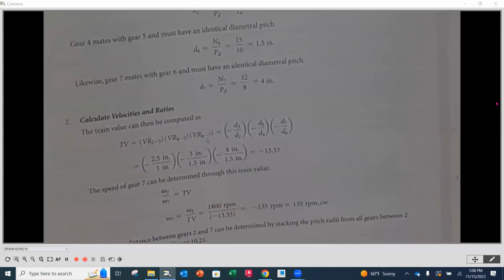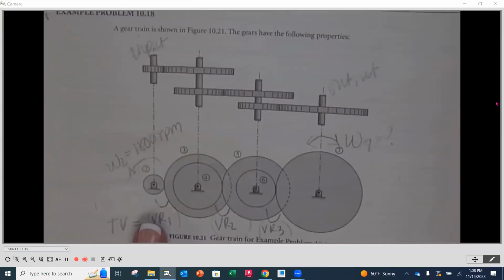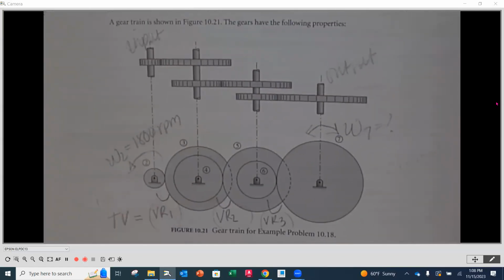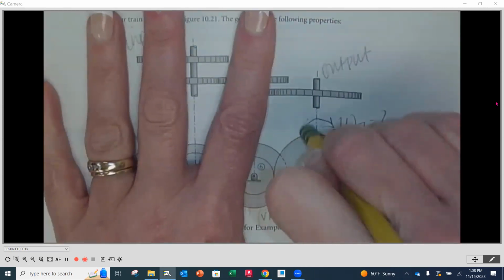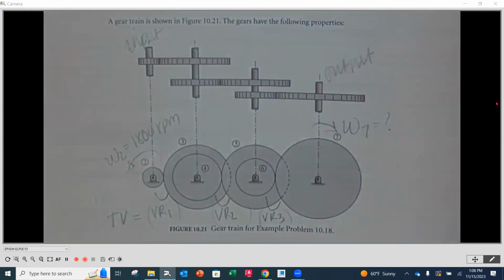All that means is, well, you tell me, what do you think that means based on what we just talked about? What do you think the negative in front of that 13.33 means? Go ahead, Jacob. Correct. So on our original input, we know that this is 1800 RPMs going counterclockwise. Because this came out to be a negative train value, that means that W7 is now going to be going in the opposite direction of whatever that input was.